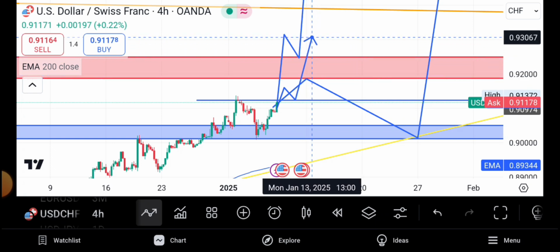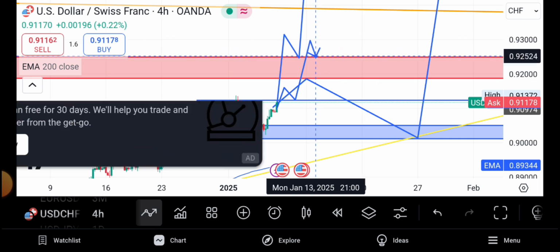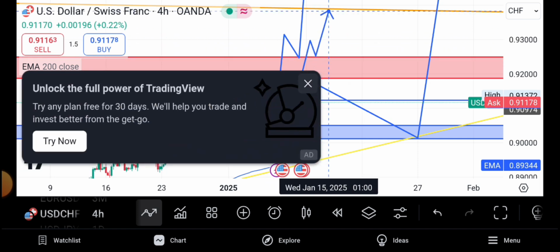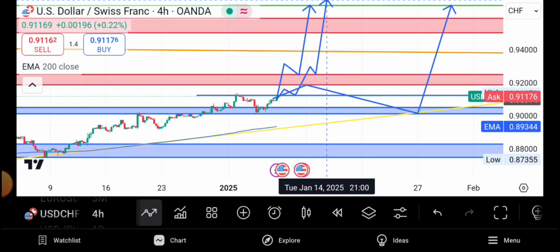But if the buyers still have momentum and break it like that and retest, we shall enter again for buying, up to that zone I told you, up to this zone.